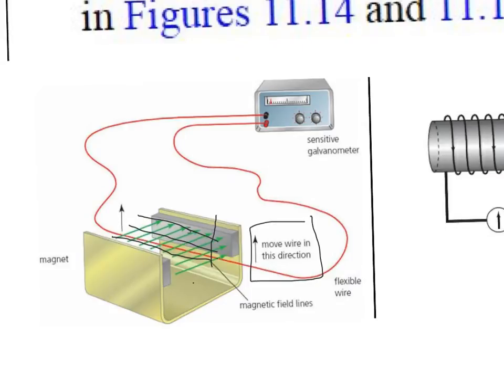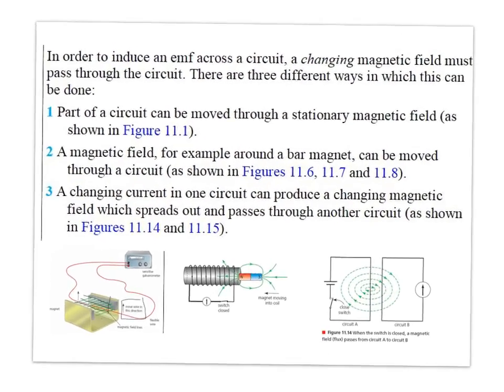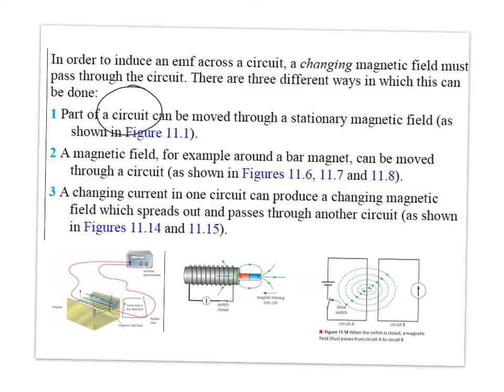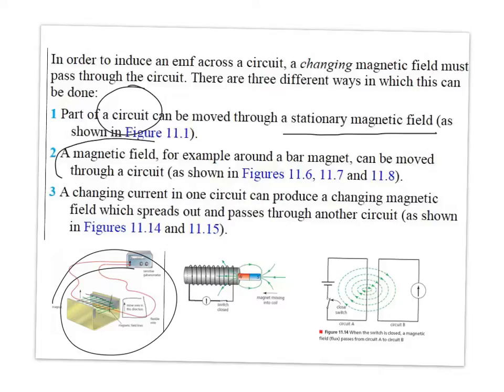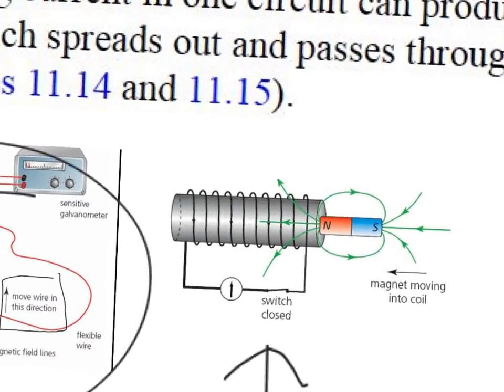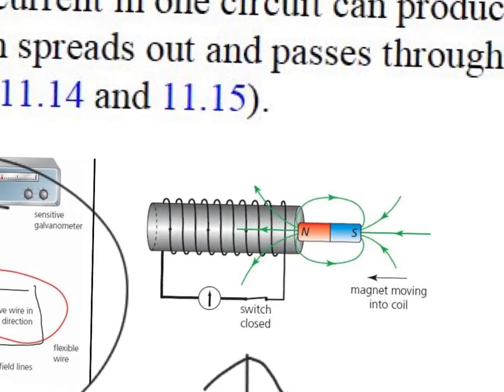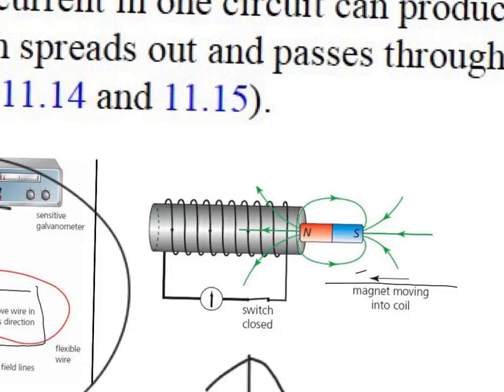Now, there are 3 ways that this effect can be produced. The first one is that the circuit, the conductor, is moved through a magnetic field that is standing still, like here, in this case. The second way of doing it is to move the magnetic field and keep the conductor still. So in this case, we have a solenoid, a coil, which is standing still, and what you do is you move the magnet into it. Now, because the magnet is moving, the position of these field lines changes, and the wire ends up cutting the lines.